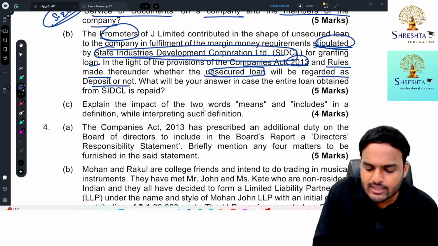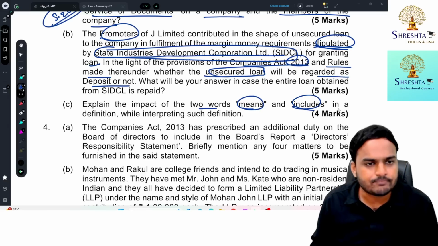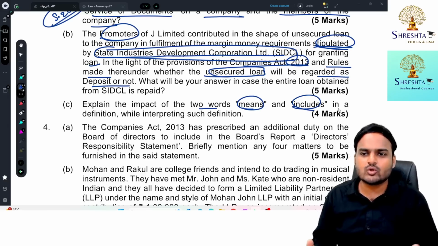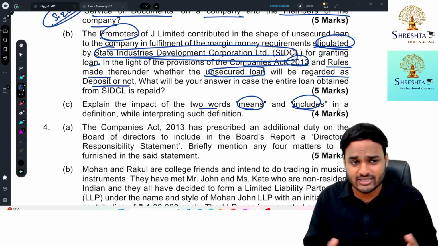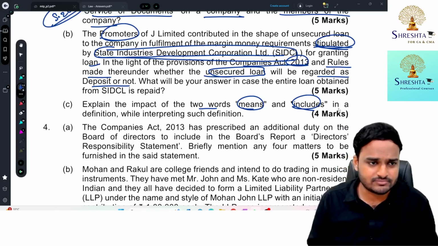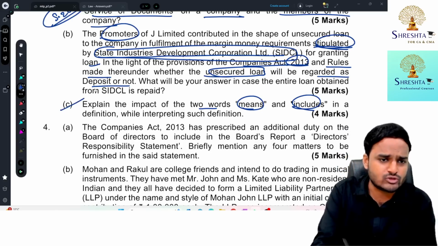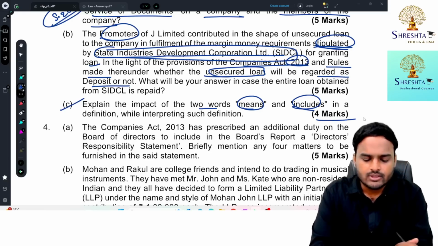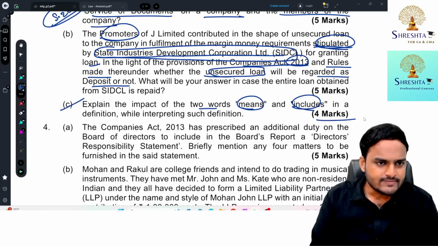Next, explain the impact of two words: means and includes. Means is a restrictive definition, includes is the inclusive definition. Means comes under exhaustive definition category, includes comes under inclusive extensive category. So this is also straight away theory question, 4 marks. Interpretation of statutes, right.